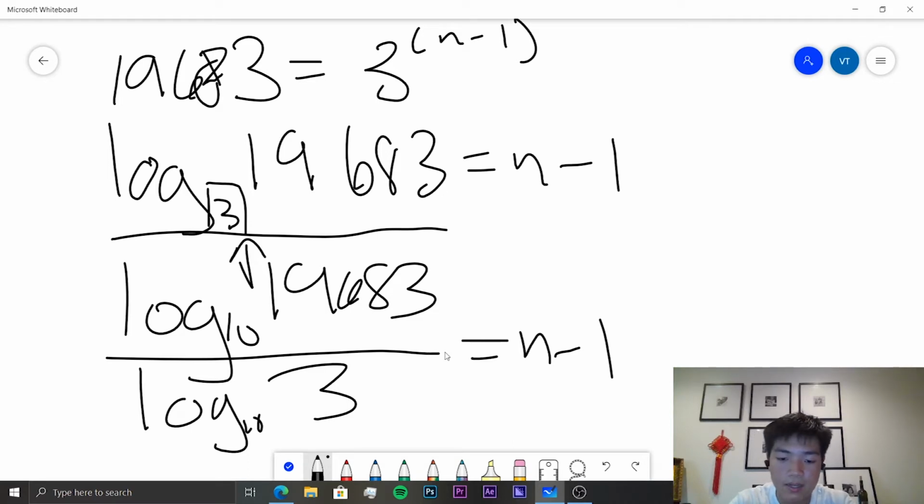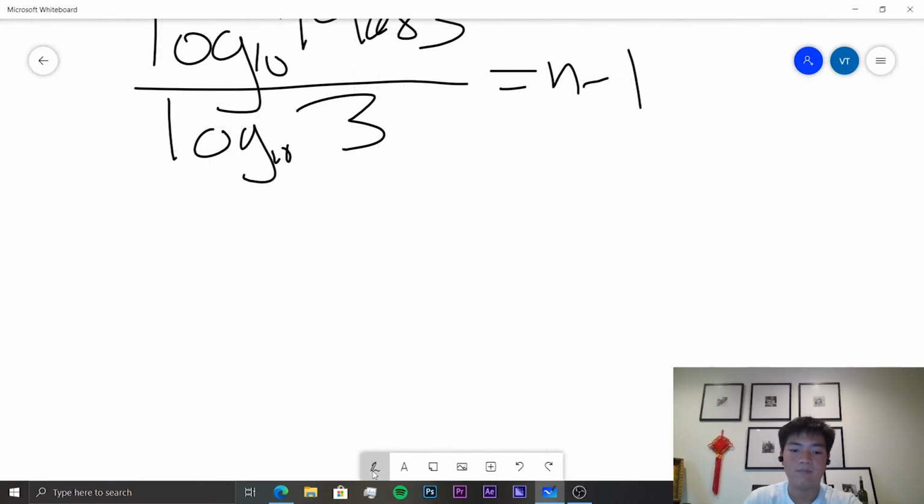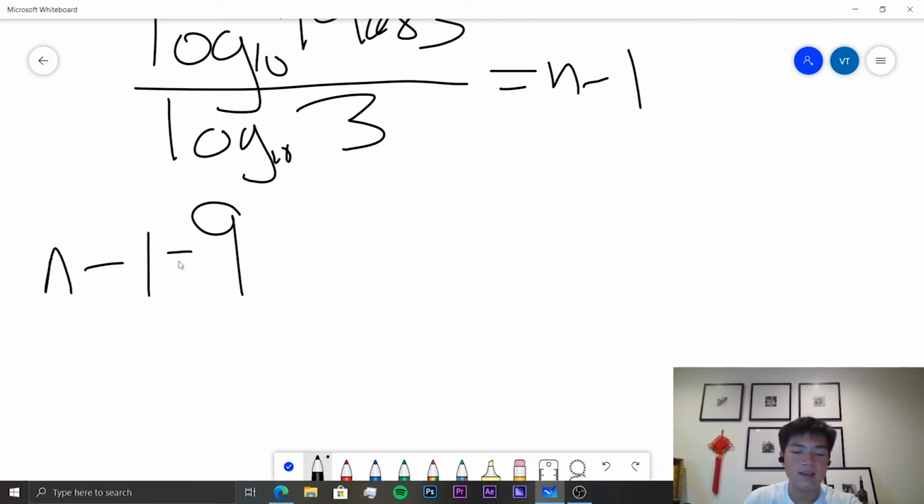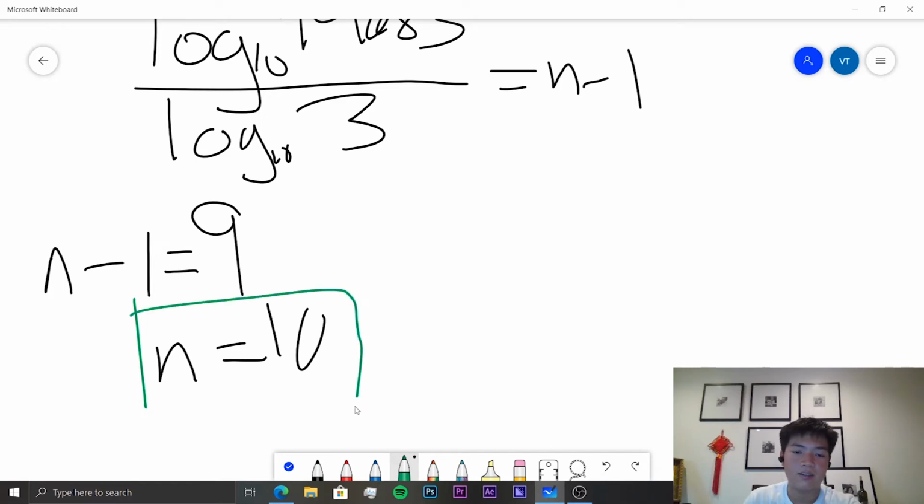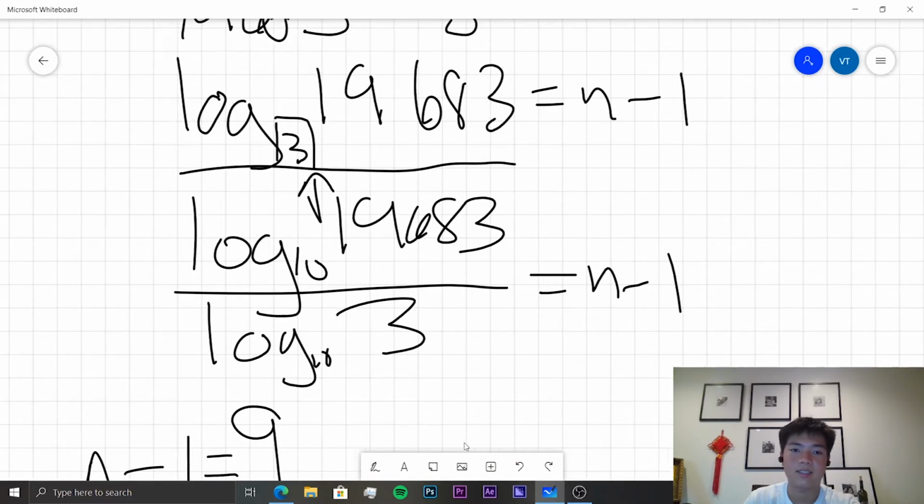So we have log 19,683 divided by log of 3, and I got 9. So n minus 1 is equal to 9, and therefore n is equal to 10. So there are 10 terms in this sequence. Pretty easy.